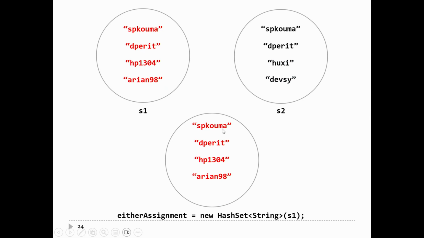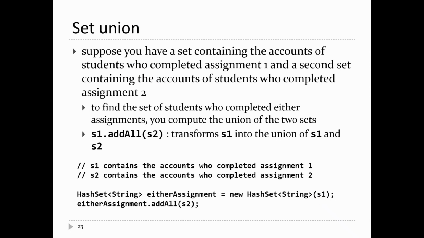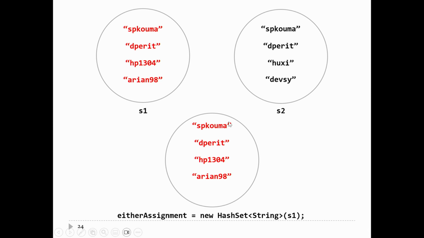Okay, so the way this works is, the first step is to make a copy of the first set. So there's S1, there's S2, here's my copy of the first set. Now addAll is going to iterate over the second set, and it's going to try to add each username to the either-assignment set.